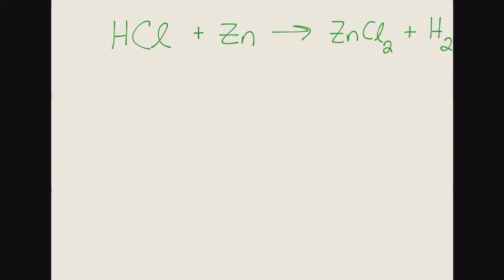All right, but let's look at a different chemical reaction. This is a good one. This is one that you guys are actually going to perform in the classroom with an acid. Okay, so this one is going to be HCl plus Zn produces ZnCl2 plus H2.